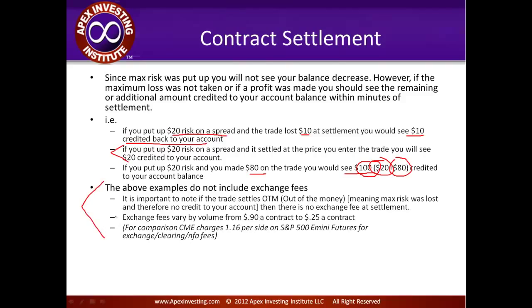Another great thing is, let's say, on that losing trade that we were looking at, if the spread goes out of the money, so it has maximum loss there, then there are no exchange fees on an out of the money spread that settles. And so if you have a trade that's already at maximum loss, there's no reason to close it because you can save yourself exchange fees. Exchange fees vary by volume from 90 cents a contract to 25 cents a contract. For comparison, the CME charges $1.16 a side on the S&P E-mini futures contract for exchange, clearing, and NFA fee.